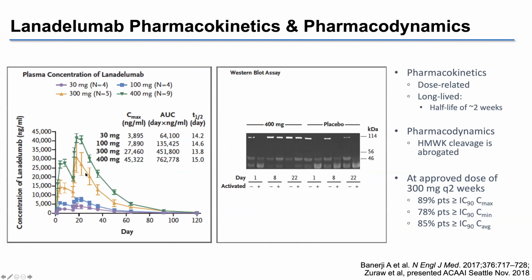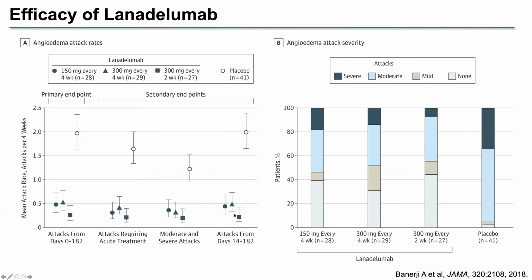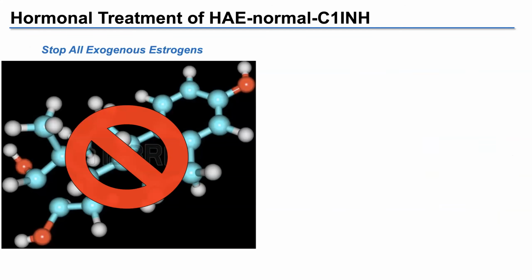Lanadelumab, totally different approach. It's a monoclonal, so you can see here it's long-acting. It prevents high molecular weight kininogen cleavage at the approved dose. It also almost completely ablated attacks. And again, we see 70, 80% of patients being attack-free, and the attacks that do occur are much less severe than in placebo-treated patients, and also is really able to give people near normal life.